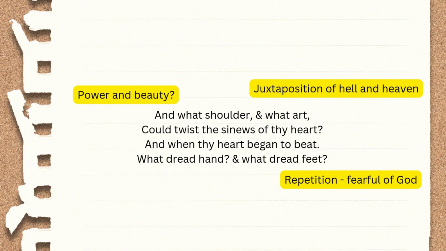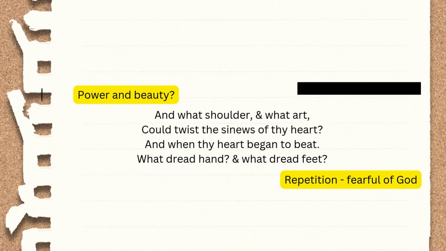What dread hand? So dread here means fearsome, but the speaker's not talking about the tiger. The speaker's talking about God. So that adjective dread here is about, well, this fearsome God. What kind of fearsome hand could create this? What kind of fearsome feet? So that repetition of dread shows that the speaker is fearful of God.